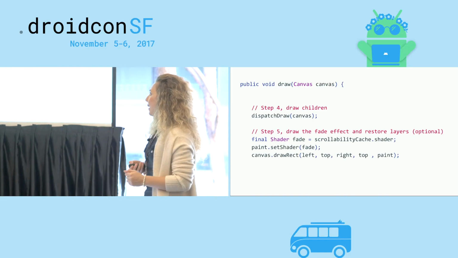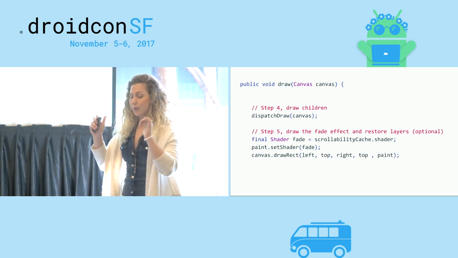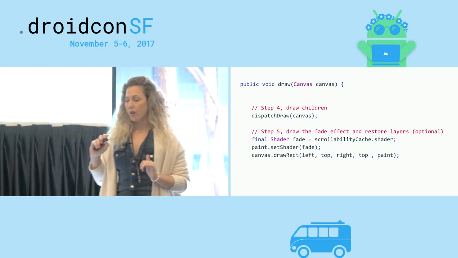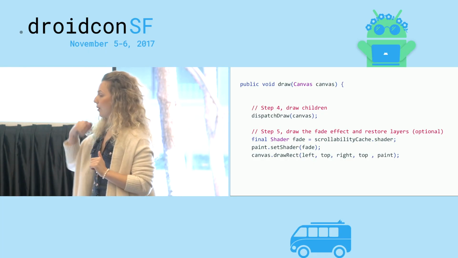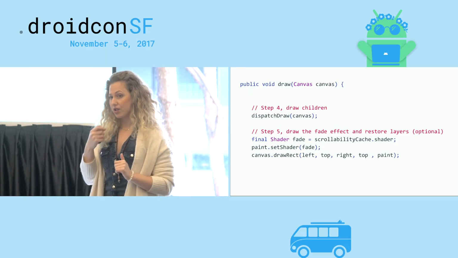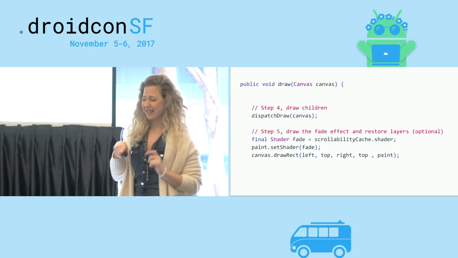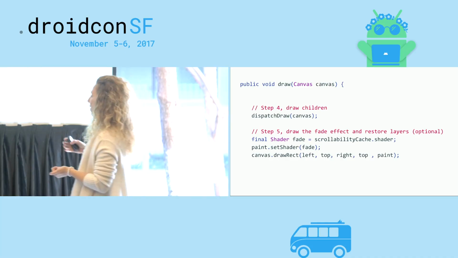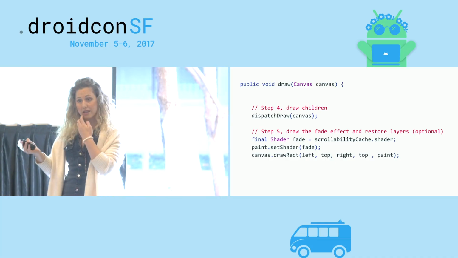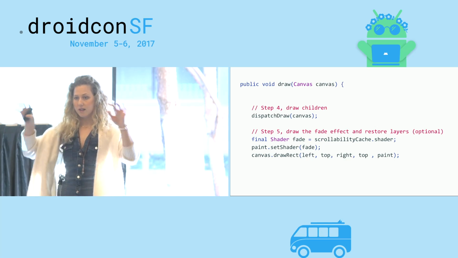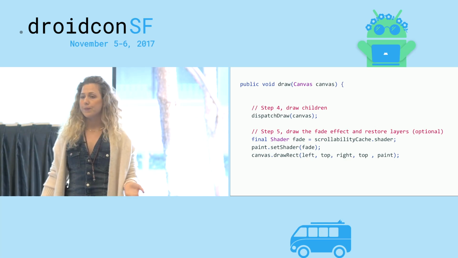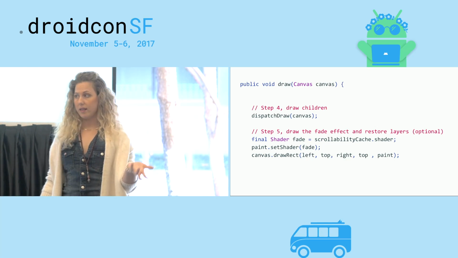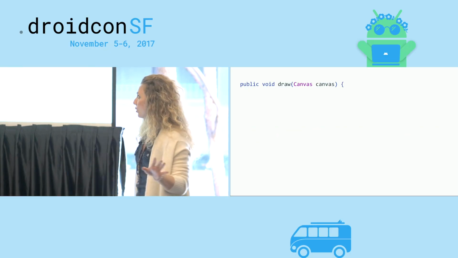And then if indeed we needed the fade before, we're going to prepare a shader. We're going to talk about it a little bit in a few minutes. So we're going to create a shader and then just draw it. So it draws the fade effect, and then restore the layers if we need to.